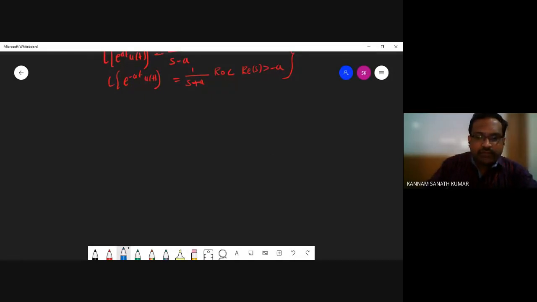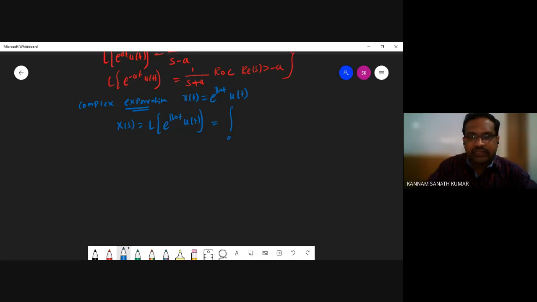So next is complex exponential. So we've seen the real exponential, no? Now complex exponential. So if you see the complex exponential, x of t equal to e power j omega t u of t. So now x of s equal to what? Laplace transform of e power j omega t u of t. Okay. So this is equal to integration 0 to infinity e power j omega t u of t into e power minus st dt.